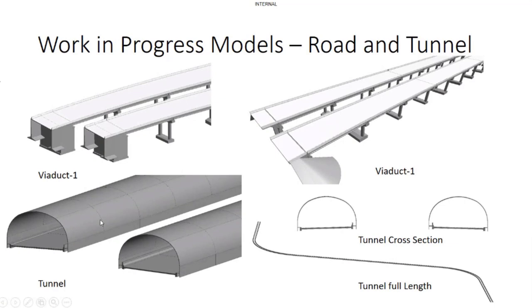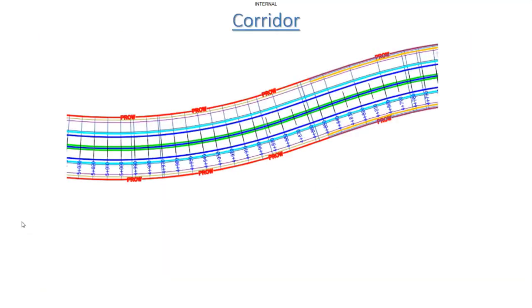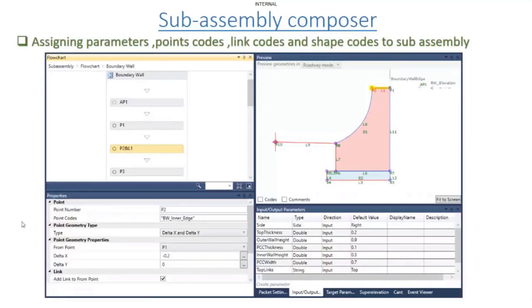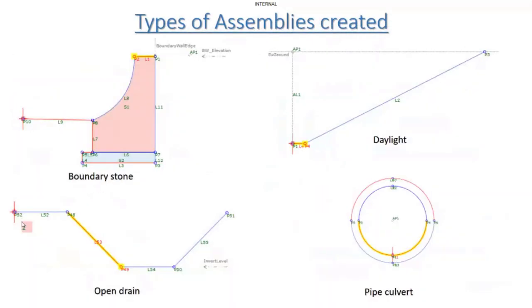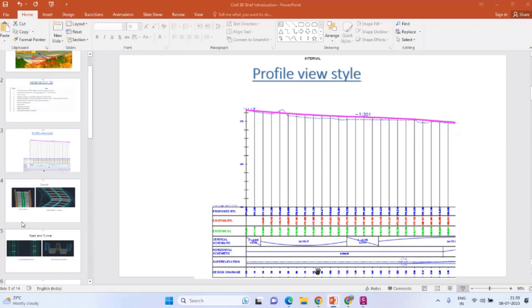Hello, can you hear me? Yes. We have some tunnel assemblies, but we show only a 10 meter stretch, because it takes a lot of time and Civil 3D will crash. At the corridor level, I will show the intersections, subassemblies, median and lane assemblies, and how they are done, apart from the real assemblies.